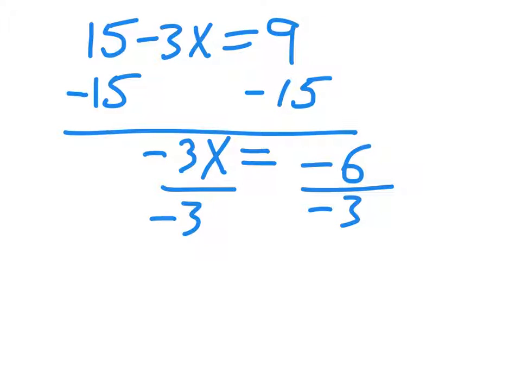Okay, so negative 3 cancels out with negative 3. Negative 6 divided by negative 3 equals positive 2.